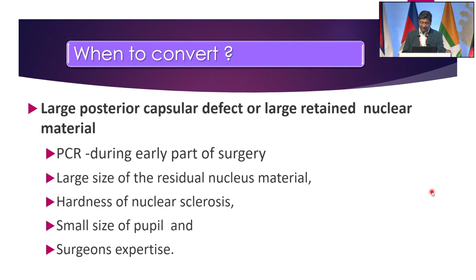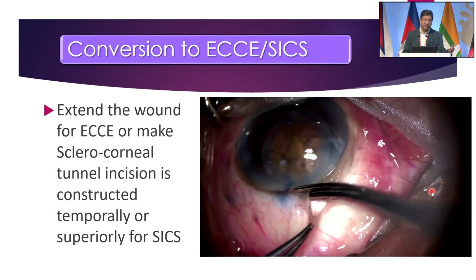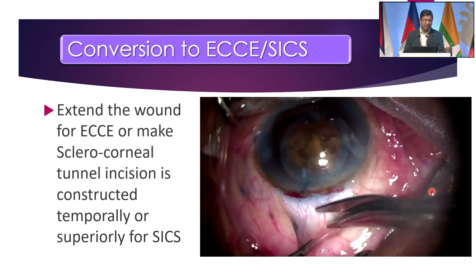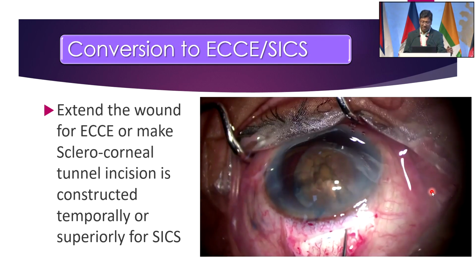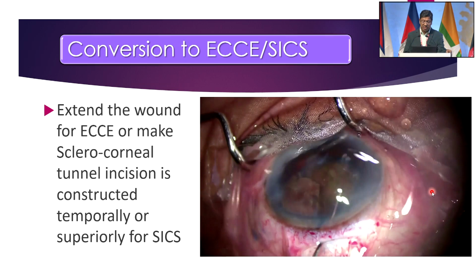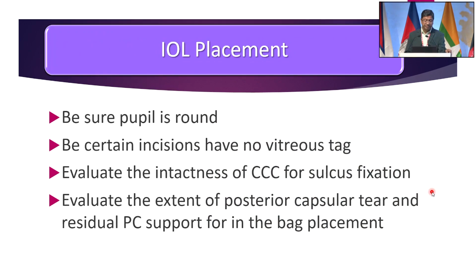There are possibilities when you have to convert, and ideally, you convert when there is a large PCR or a large retained nuclear material, especially if it is in the early part of surgery, there is a large nucleus material left, very hard cataract, small pupil, or if the surgeon is a novice, then it is better to convert. You can either convert as an extension of the wound, making it an ECCE, or do a separate sclerocorneal wound and complete the expression of the nucleus with either visco-expression or hydro-expression.